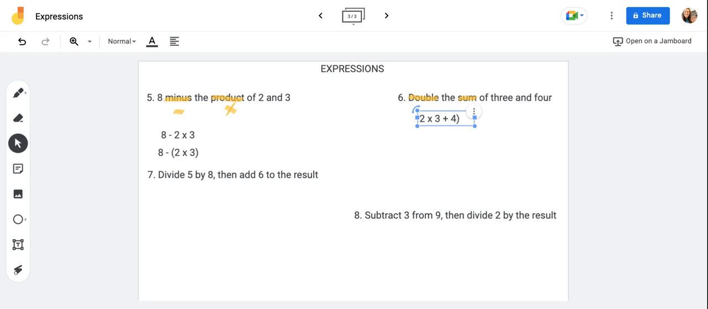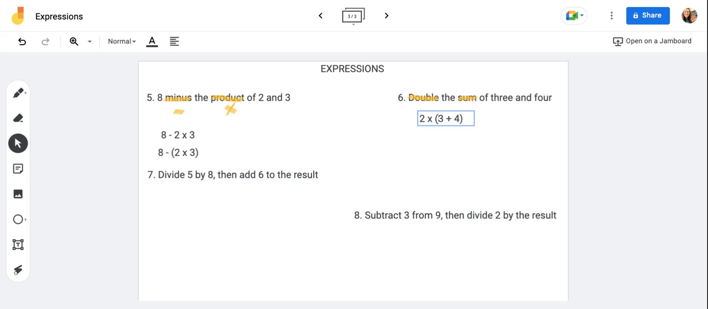If you said 3 plus 4, then you are correct, because in this problem it says double the sum. I have to find the sum first before I can double it. So I would have to add 3 plus 4 first and then multiply my answer by 2. And again, I'm not putting an equal sign on here because expressions do not involve equal signs.